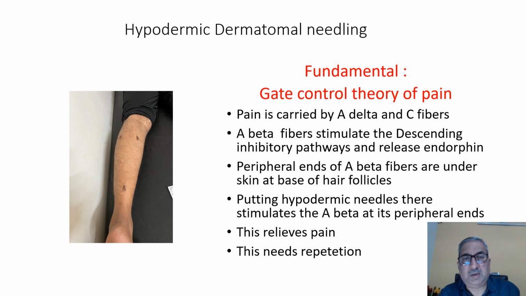I have published one paper, and I have a case series ready, which I'll be publishing soon. Basically, it works on the gate control theory of pain. As I said, pain is carried by A delta and C fibers. A beta fibers stimulate the descending inhibitory pathway and release endorphin. Peripheral ends of A beta fibers are under the skin at the base of the hair follicles. Putting a hypodermic needle there stimulates the A beta fibers at their peripheral ends. This relieves pain, and it may need repetition. I usually do it once weekly for 3 sessions, and in almost 95% of patients I am getting lasting pain relief.